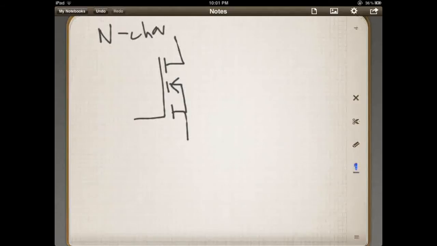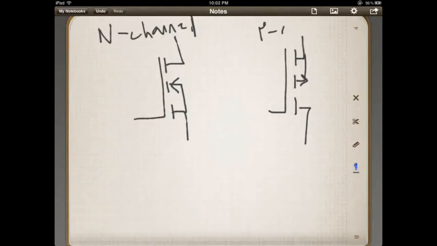There's an N channel. This is an N channel. And then there is also a P channel type that we'll look at. Same thing. This is the P channel. So we've got an N channel and a P channel type of MOSFETs.